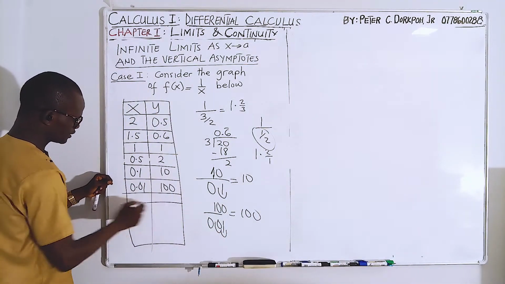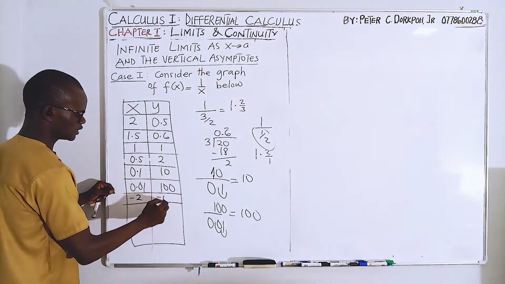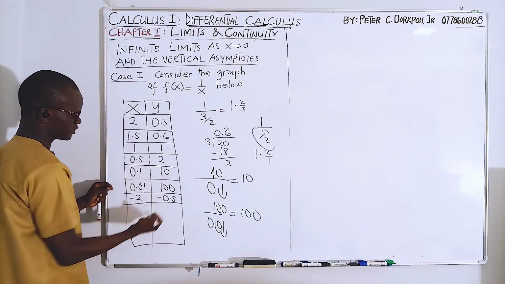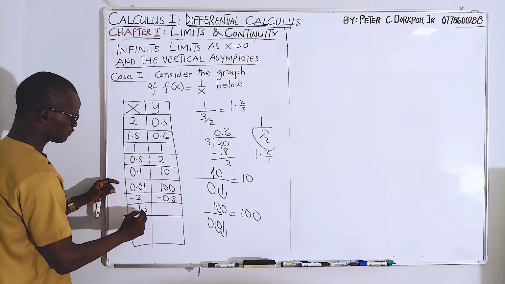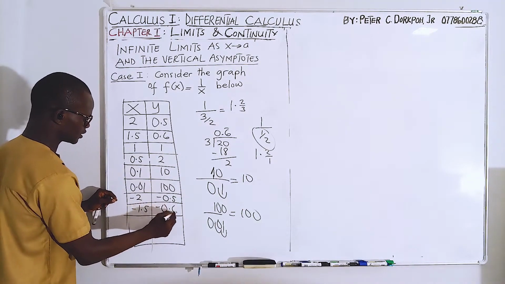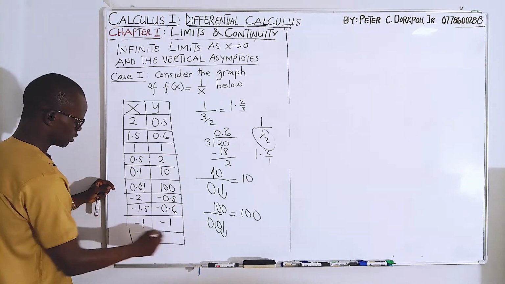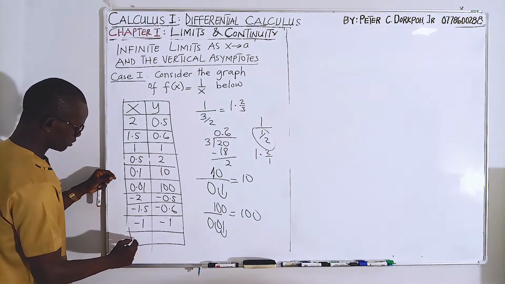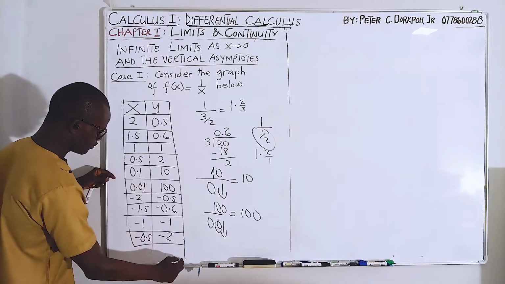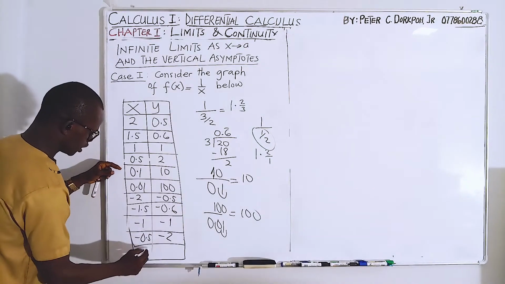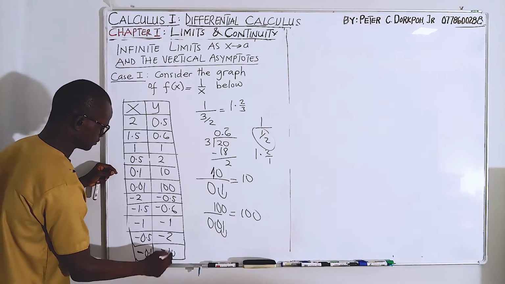Right? Now, let's take some negative numbers. Let's say x is negative 2. y will be negative 0.5. It is just the negative that is changing, right? What if x is negative 1.5? y will be negative 0.6. What if x was negative 1? y will be negative 1. What if x was negative 0.5? y will be negative 2. What if we had our x to be negative 0.1? y will be negative 10.